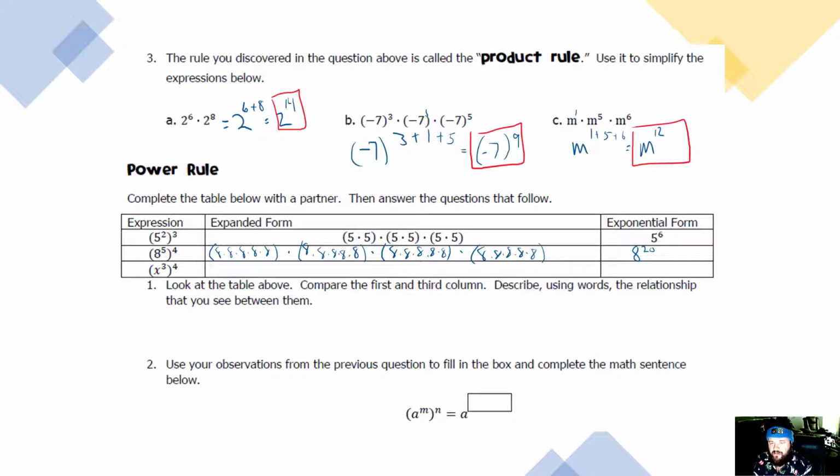When you have an exponent raised to another power, you can multiply them together. So in this one, for x cubed raised to the 4th power, we should get x to the 12th.